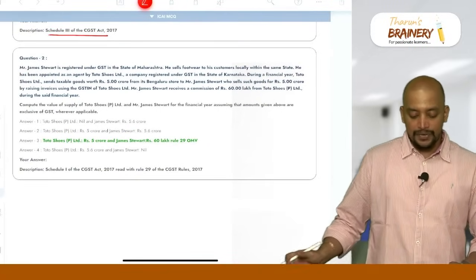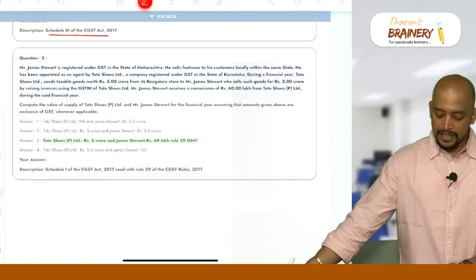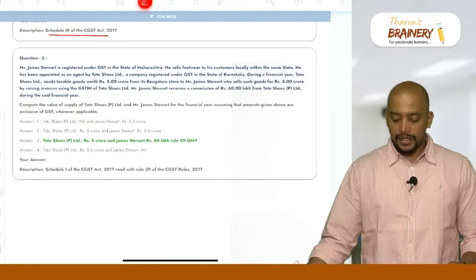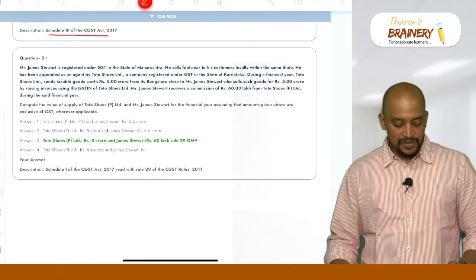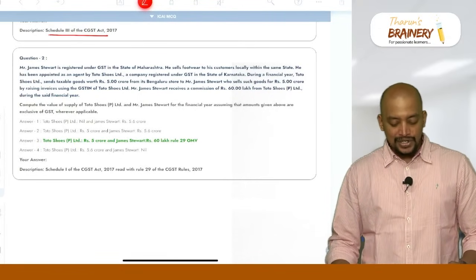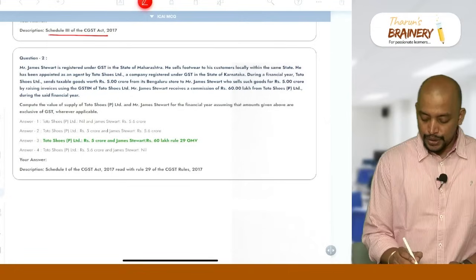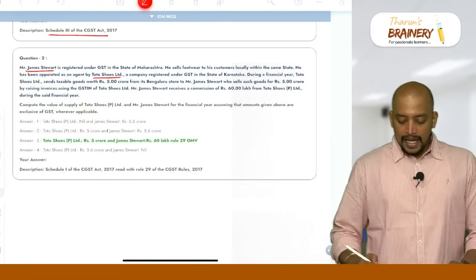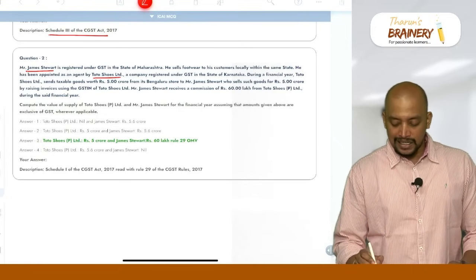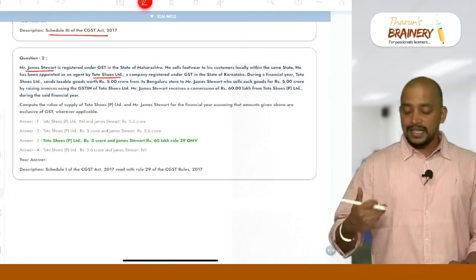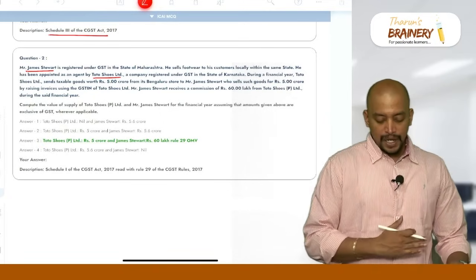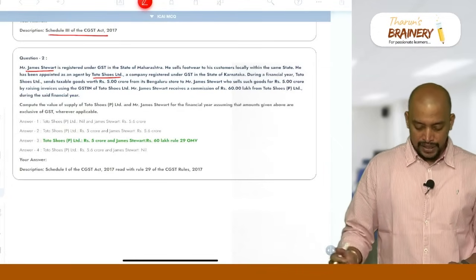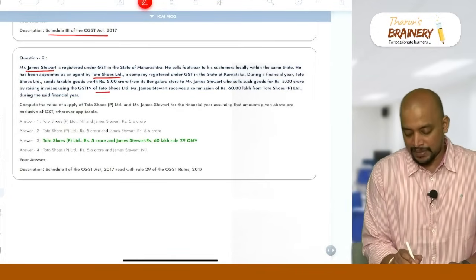Then next question, question number 2. James Stewart is registered under GST in the state of Maharashtra. He sells footwear to his customers locally within the same state. He has been appointed as an agent by Toto Shoes Limited. So Toto Shoes Limited is the principal and James Stewart is the agent, and the principal is located in Karnataka. During the financial year, Toto Shoes Limited sends taxable goods worth 5 crores from its Bengaluru store to James Stewart, who sells such goods for 5 crores by raising invoices using the GSTIN of Toto Shoes Limited.